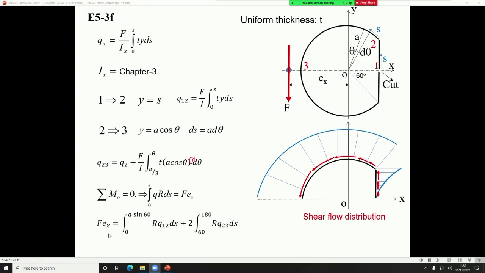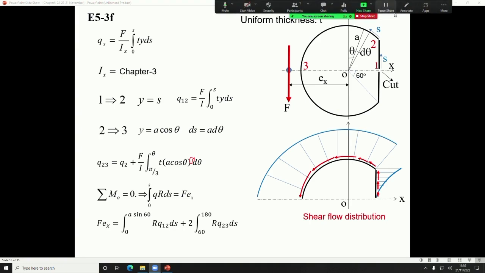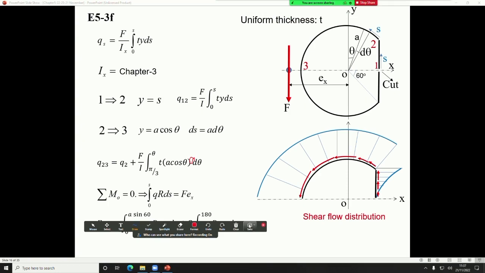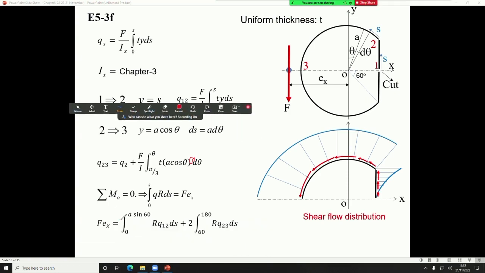F times x equals integral of r q1 ds. Do we multiply that by 2? Yes, I made a mistake. So I lost a lot of marks. Yes, thank you. That's correct. Well done. That's very good.